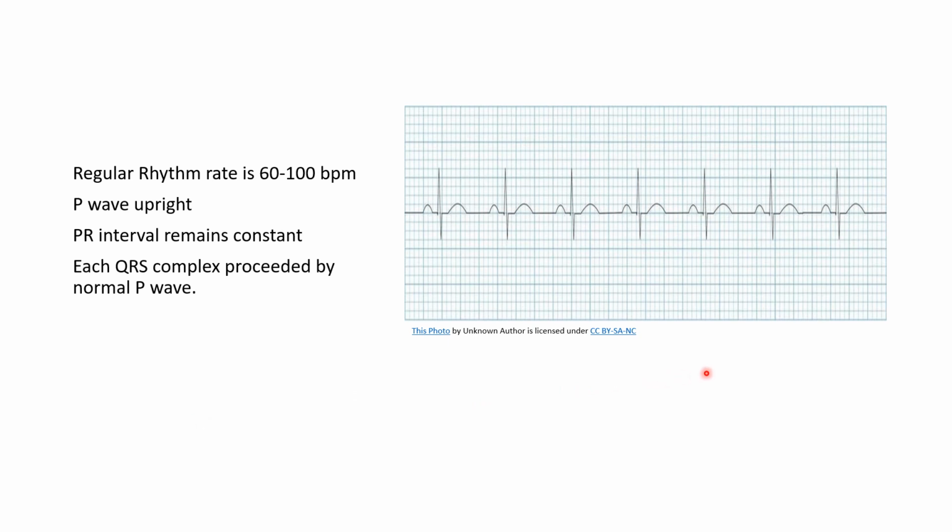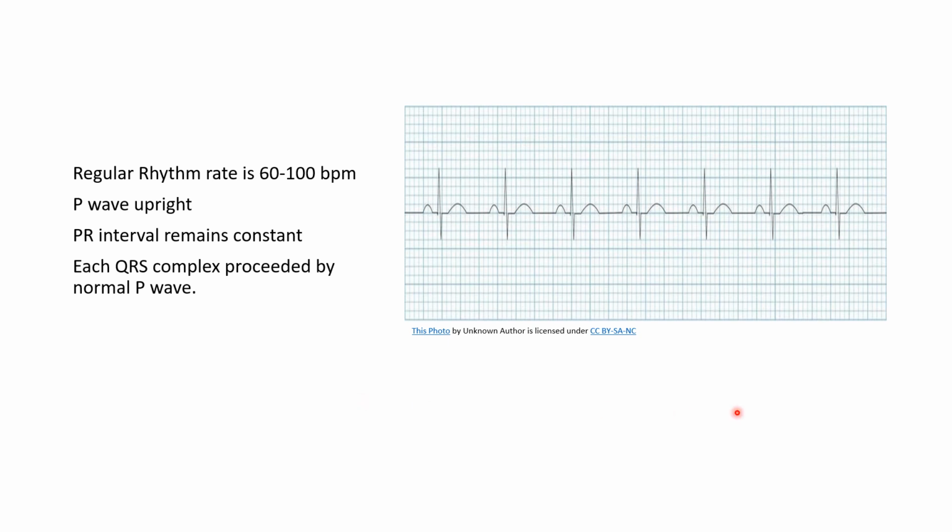So, this is just a picture of normal sinus rhythm, just to give you an idea how it looks like in ECG. So, in this, the P wave is always upright. It will not be inverted. It will always be upright and followed by the QRS complex. The PR segment always remains constant. It doesn't get long or short. So these are just the normal characteristics of normal sinus rhythm.